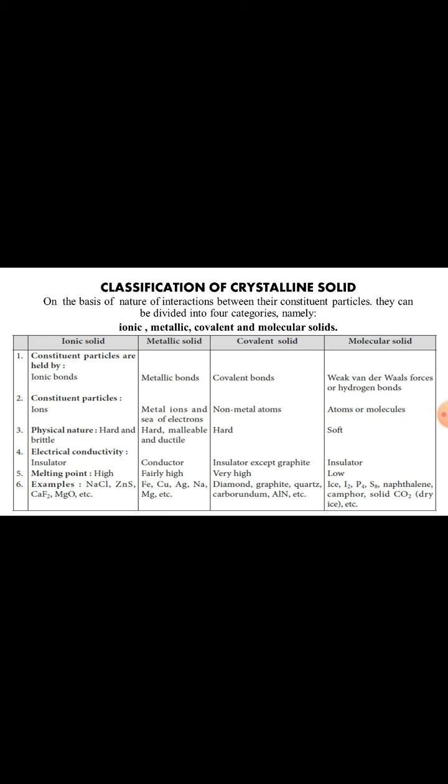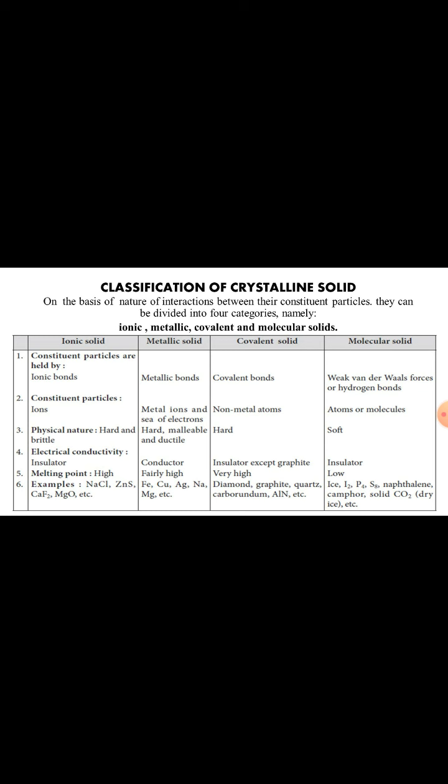In non-polar molecular solid, the bonding force is dispersion or London forces. The common examples of non-polar solid are inert gases and non-polar molecules such as Cl2, H2, I2, etc.